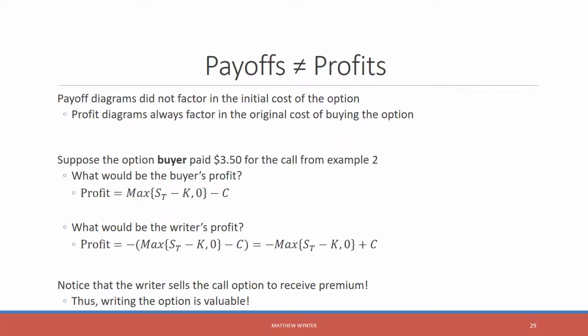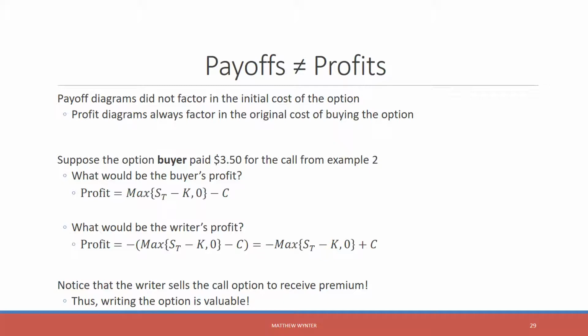So what do we have? We've got a negative over all the things that we just had for the buyer. And what's the intuition? Okay, as we saw from those payoff diagrams, it's clear that the writer's payoff is going to be the negative of the buyer's payoff. But the other thing that we want to be clear about is that the writer still gets C. The writer still gets the cost, the premium for the option. So the writer sells the call option to receive the premium.